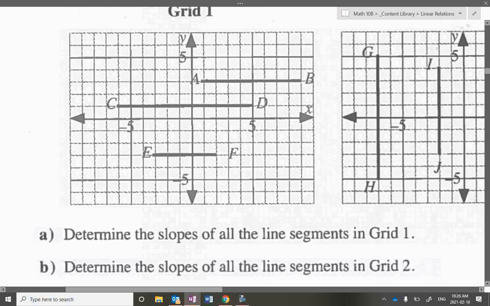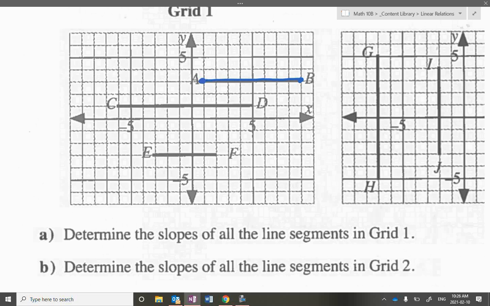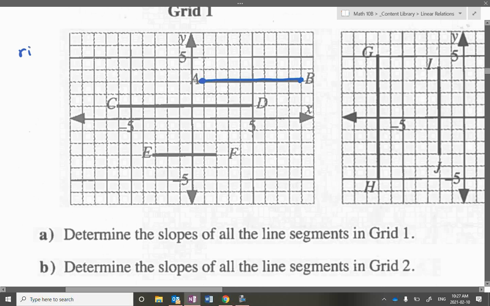Looking at this first example of AB, this line, I'm just going to darken it a little bit. Do I have a change in my rise? No. I have a change in my run though, right? So my line's getting longer and longer. So if I was to draw a little triangle here, I can't, right? Because there's not a vertical distance to it. So that means in all of these, there is no rise because they're all straight horizontal lines.